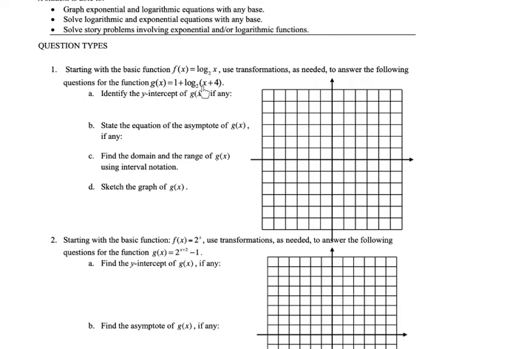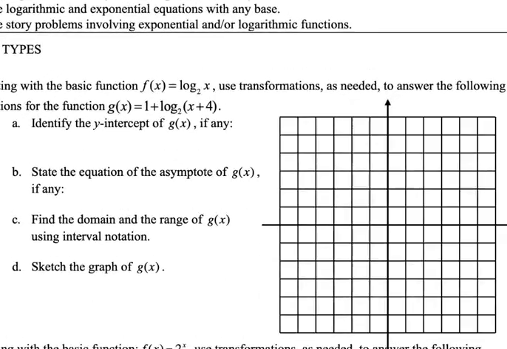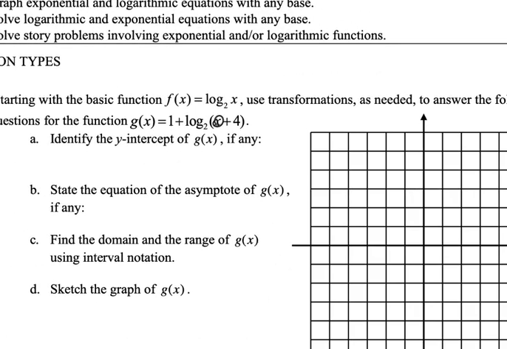So if x is 0, then 0 plus 4 is 4, log base 2 of 4. I better write this down. If I plug in a 0 right here, that's going to be 1 plus log base 2 of 4. Exactly. Log base 2 of 4. 4, remember, is 2 squared. So we would write that as 1 plus log base 2 of 2 squared. The log base 2 cancels the base 2. So it's just 1 plus 2, which is 3. So the y-intercept is the point (0, 3).